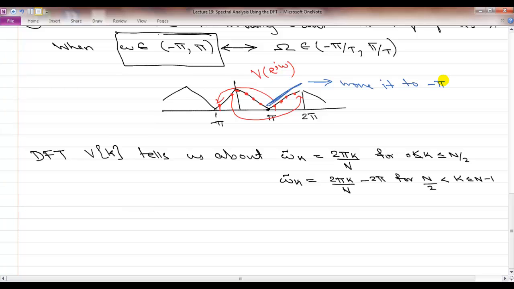So that is the first step that we need to do in DFT. We need to be able to tell which indices correspond to which discrete frequencies, but we must be talking about discrete frequencies between minus pi to pi. And we have done that here. Now, once we have done that, then we can ask what V of k tells us about continuous frequencies.